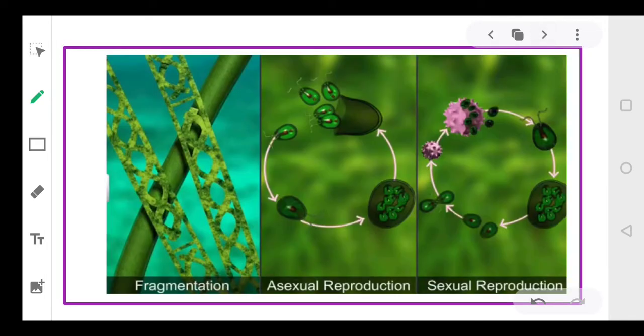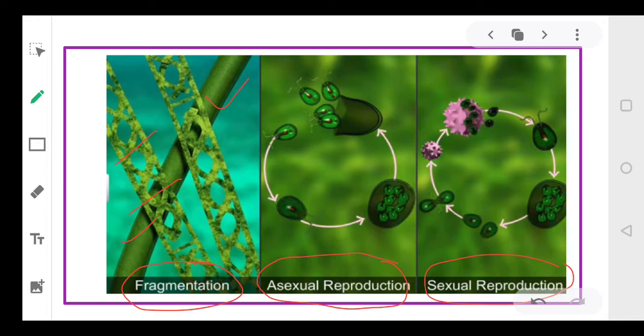Now you can look at the diagrams. In case of reproduction, I am showing a few examples in the diagram. This is an example of Spirogyra, and then you can have Volvox. They use 3 different methods for reproduction: they can reproduce by fragmentation, by asexual reproduction, and sexually. Fragmentation, as we have already discussed, means the Spirogyra will break itself into different fragments, and from each fragment a new Spirogyra will be formed.